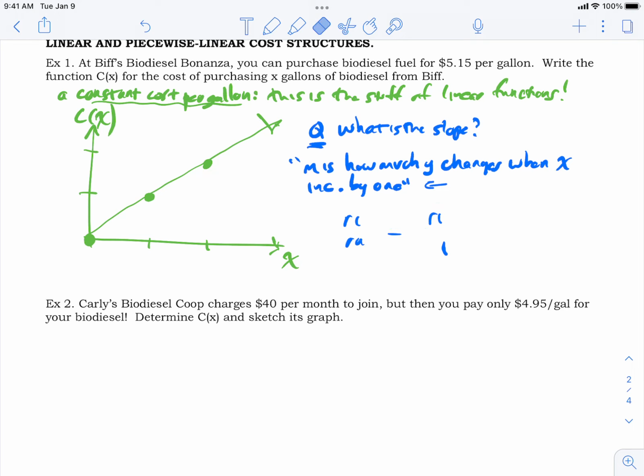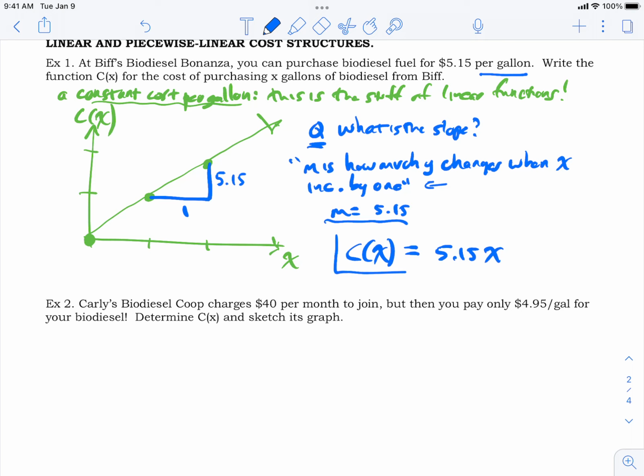Okay. And how is this helpful exactly? Because they're telling us the cost per 1 gallon. Get it? If I buy 1 gallon, x is increasing by 1, my cost is going to go up by $5.15. That's my slope. My slope is $5.15, over 1 if you want, but my slope is $5.15. That's it. So what's the equation of our cost function? It goes like this: 5.15 times the number of gallons. And that's it. That's our cost function right there.